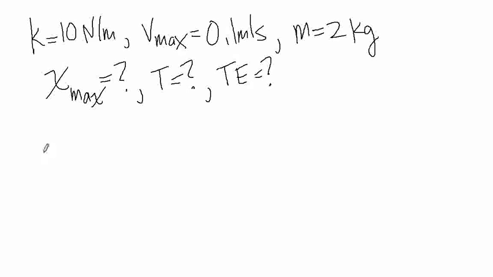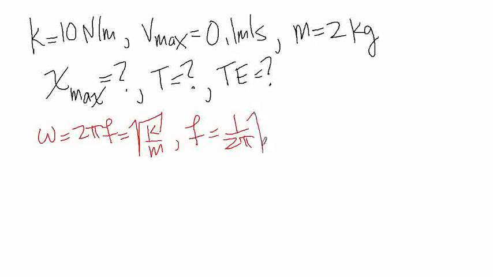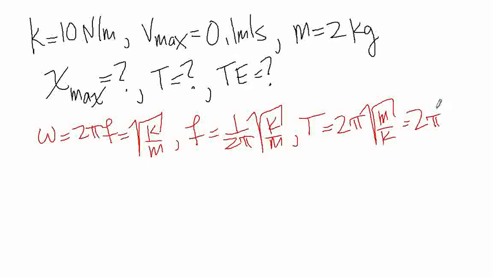All right, so I will go ahead and work it out as well. So omega is equal to 2 pi times the frequency, which is equal to the square root of k over m. Therefore, the frequency is 1 over 2 pi times the square root of k over m. And therefore, the period is the reciprocal of that, or 2 pi times the square root of m over k. All right, so let's see what that gives. 2 pi times the square root of 2 over 10. So the square root of 1/5, so 2 pi over the square root of 5, or if you like, 2 pi root 5 over 5 seconds.